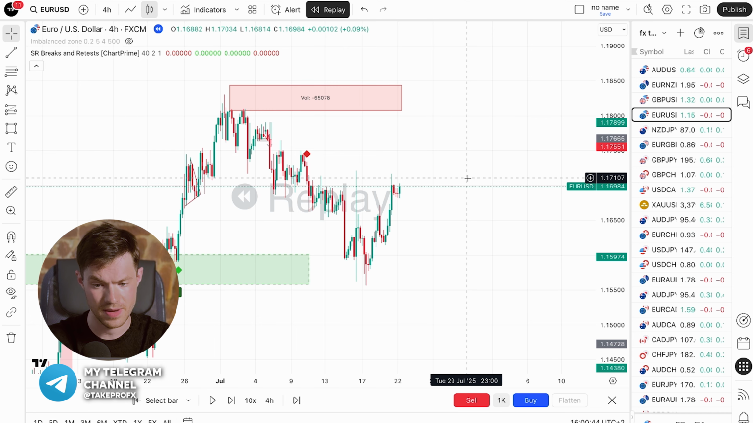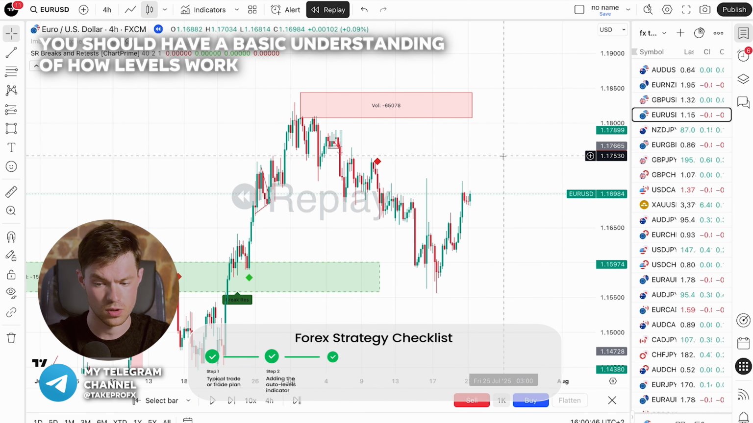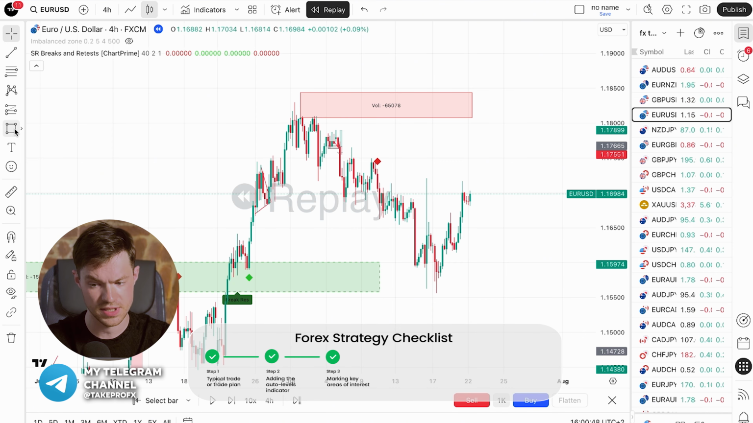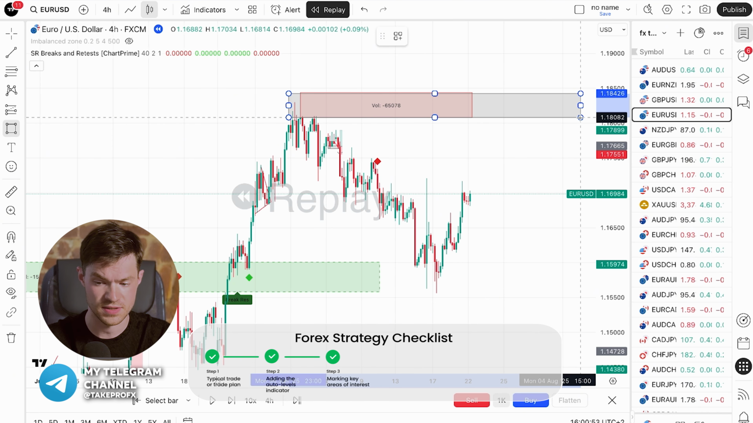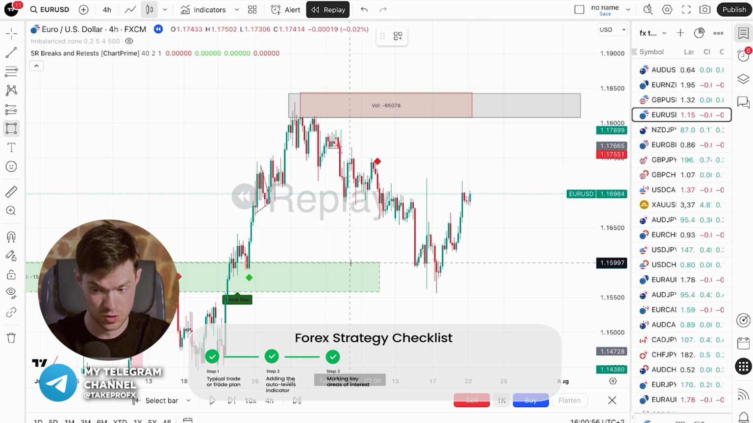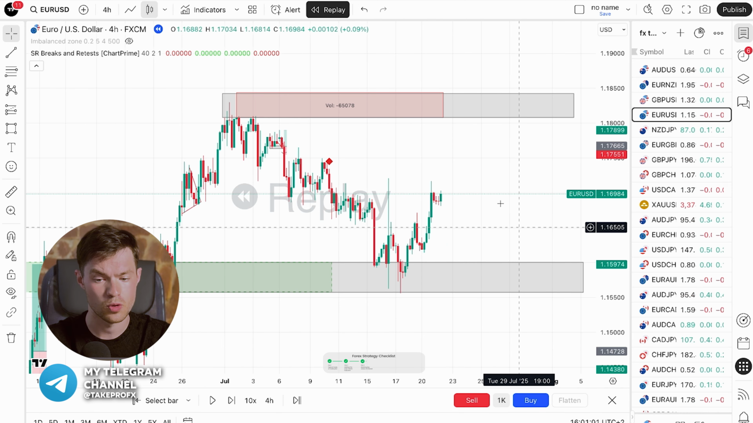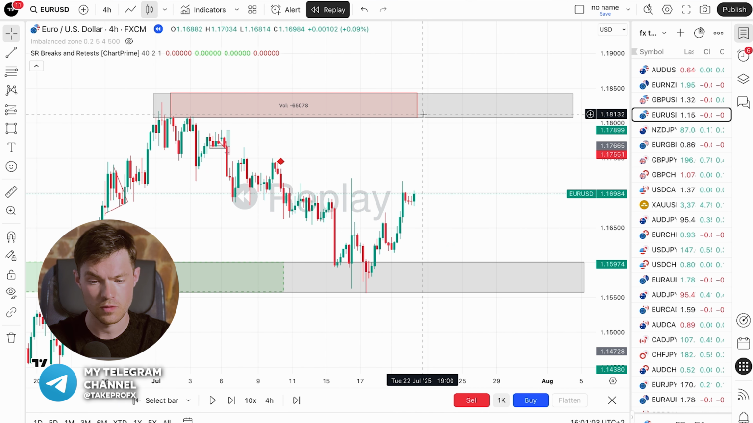You should still have a basic understanding of how levels work, because with the help of the current indicator, I have no problem identifying the resistance zone and the support zone, which are at this level. These are important areas where we will now look for trend weaknesses, which will allow us to open a position with a very favorable entry point.